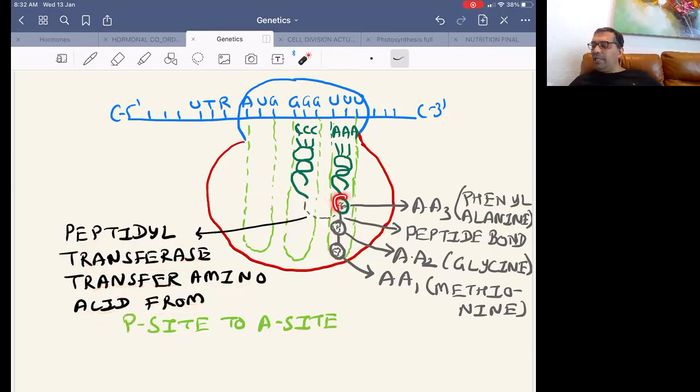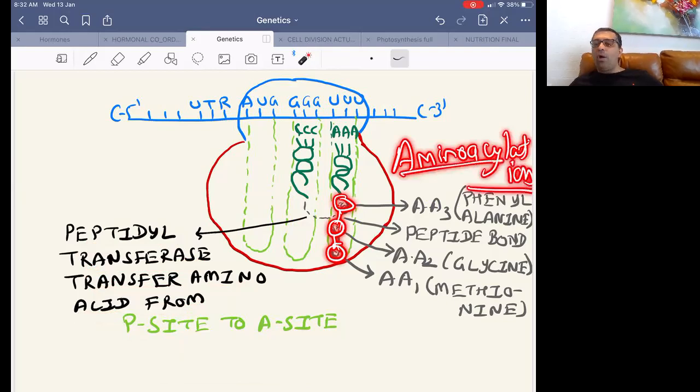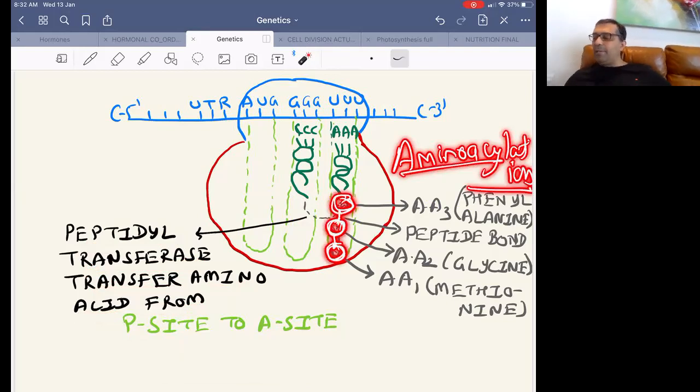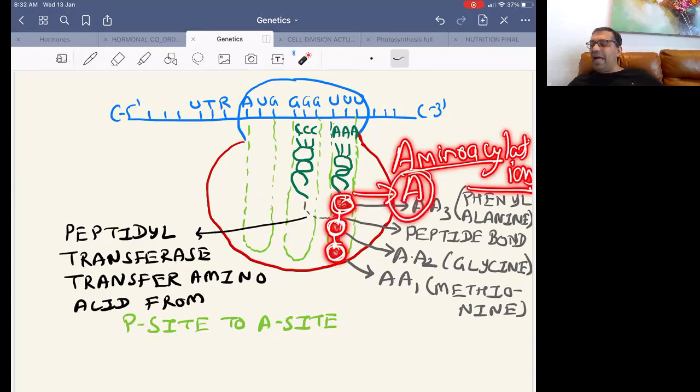And polymerization of amino acids takes place, a chain of amino acid sequence is formed, and that is called aminoacylation. So aminoacylation, or formation of the protein chain or polypeptide chain, takes place at which site? It takes place at the A site.